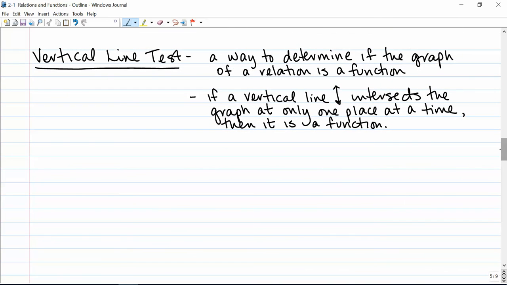And you'll probably also remember this from Algebra 1, the vertical line test. It's a way to determine if the graph of a relation is a function. And that is, if a vertical line intersects the graph at only one place at a time, then it is a function. If that vertical line intersects it in 2 places at one time, then it is not a function.